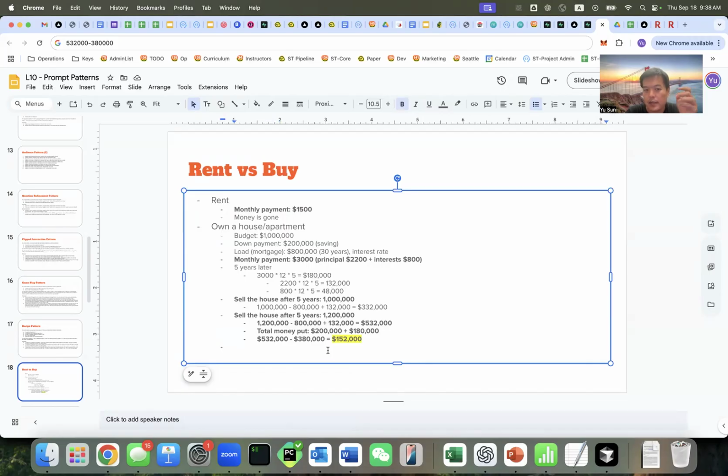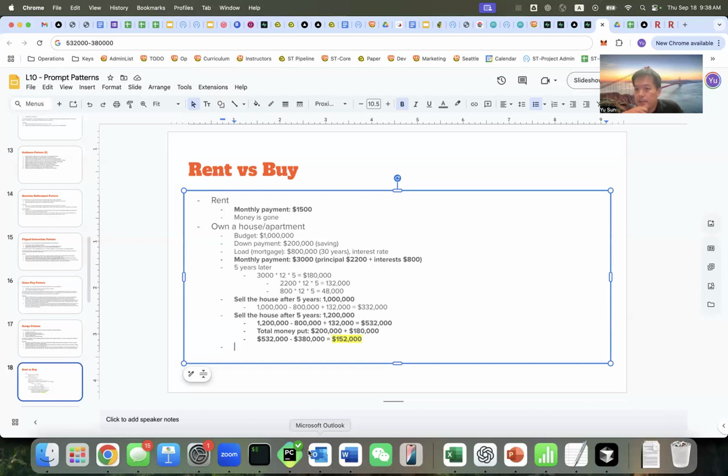So that's why owning a house, paying the mortgage, in general, is better than renting. Obviously, you don't want to buy a very luxury house that you can't afford. That's a different story. So we're talking about a reasonable range, a reasonable budget, and within your budget and a reasonable interest rate, that's where you want to be.